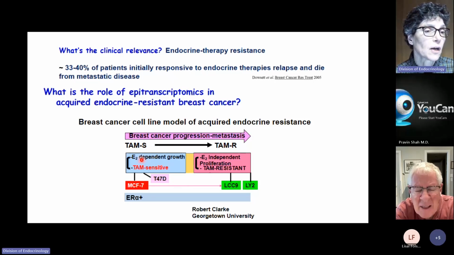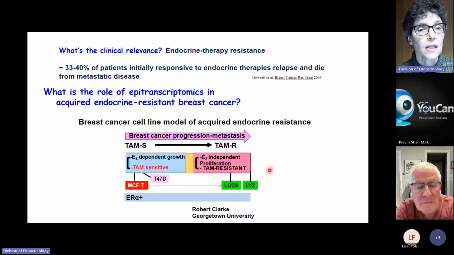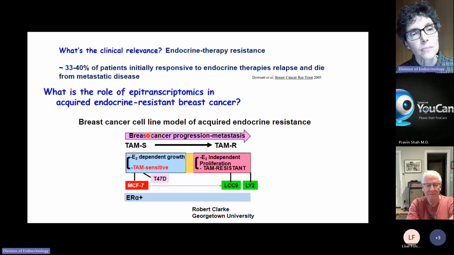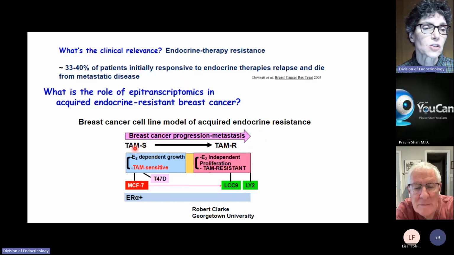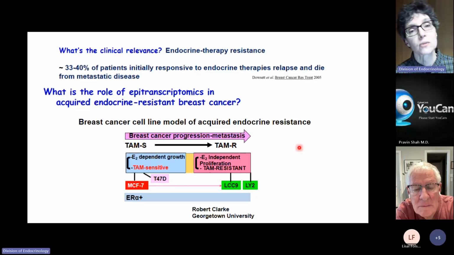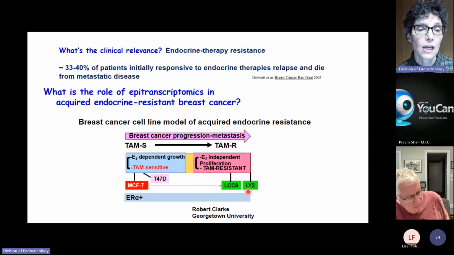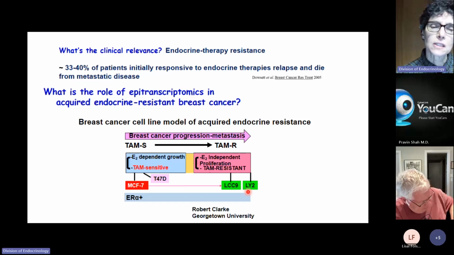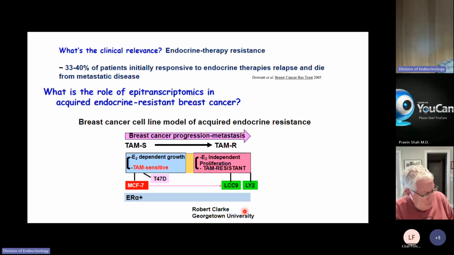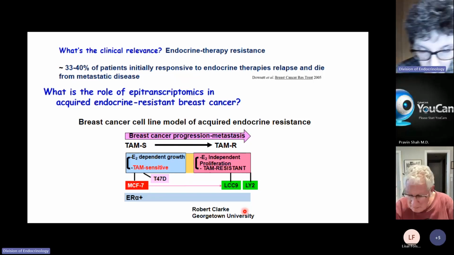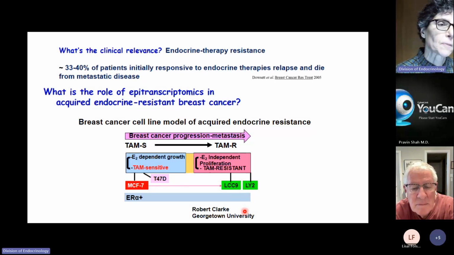T47D is also an estradiol-dependent, tamoxifen-sensitive cell line. And then modeling breast cancer progression of patients who are on tamoxifen or aromatase inhibitors, we have tamoxifen-resistant cells. These are LCC9 and LY2. And I got these cell lines from Robert Clarke when he was still at Georgetown University. He's now at the University of Minnesota.